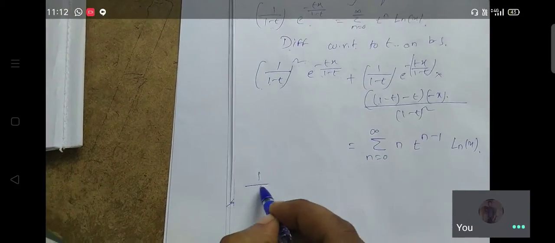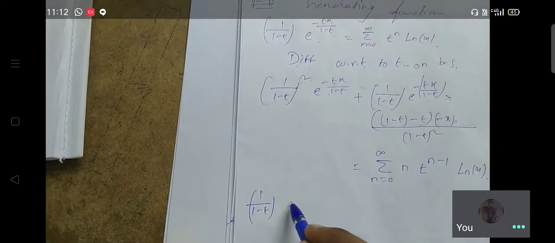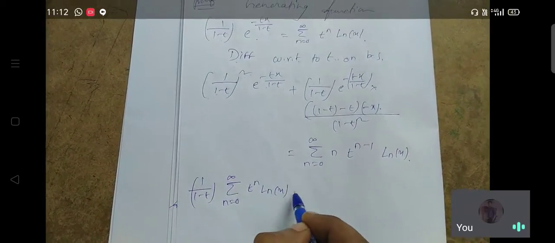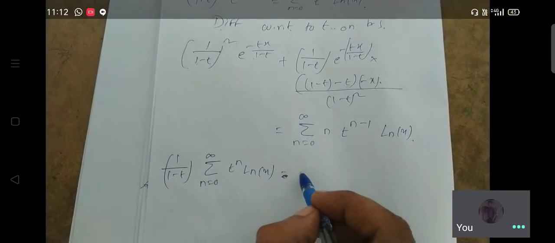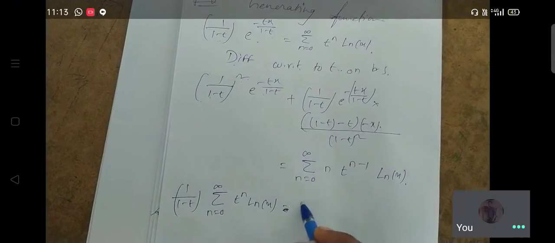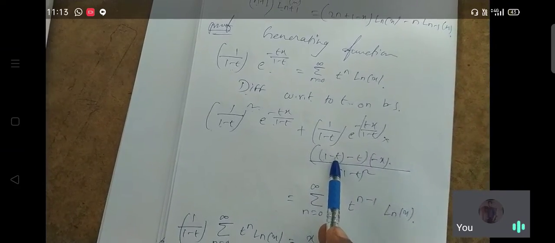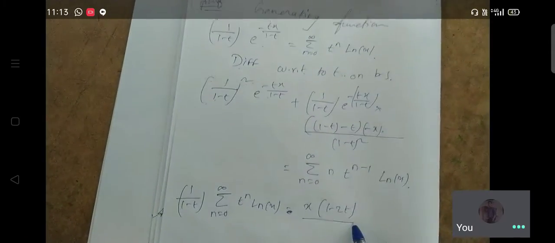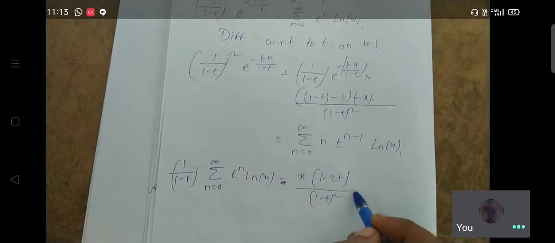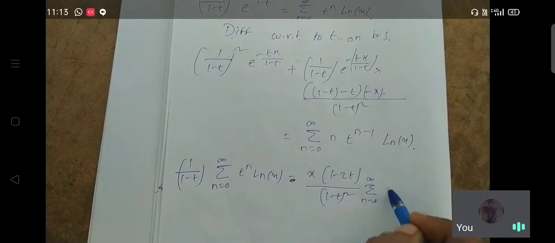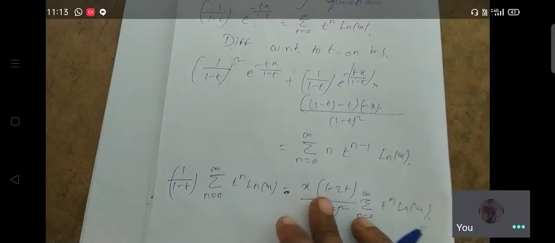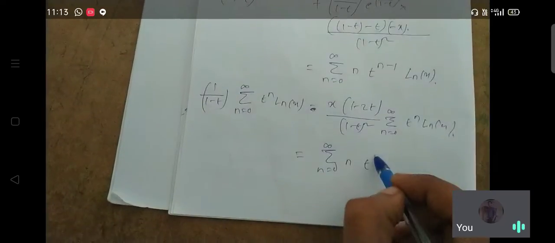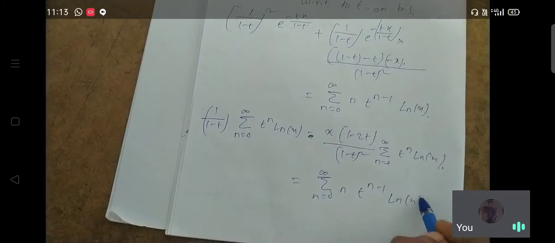So 1 over 1 minus t into summation n equal to 0 to infinity t power of n L_n(x), minus t, which is equal to minus 2t, 1 minus 2t divided by 1 minus t whole square, summation n equal to 0 to infinity t power of n L_n(x). So which is equal to summation n equal to 0 to infinity n into t power of n minus 1 into L_n(x).